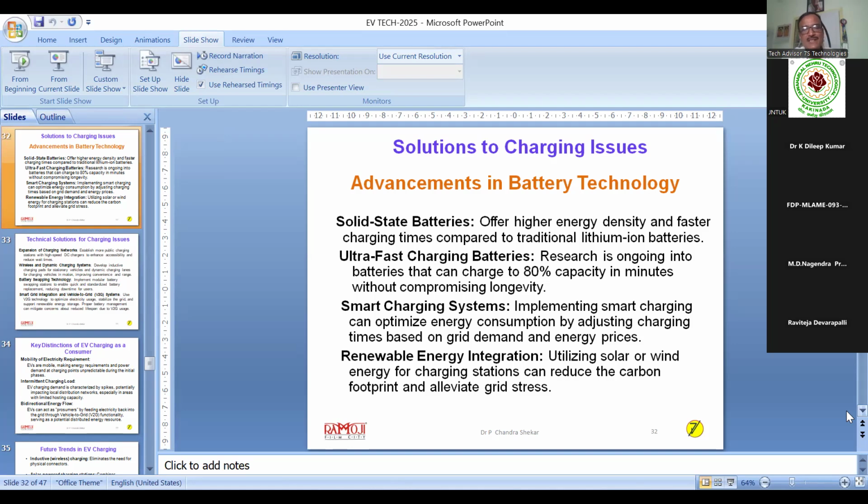Renewable energy integration: utilizing solar or wind energy for charging stations can reduce the carbon footprint and alleviate grid stress. Now, as the number of electric vehicles increases, definitely the demand for electricity is also going to be more. Now, for that, the alternate solutions are whether you should have solar systems or wind energy.